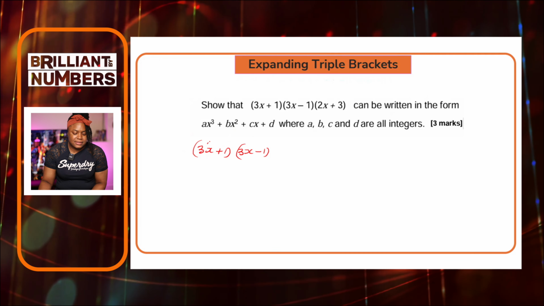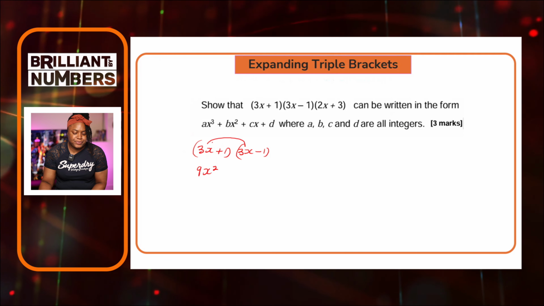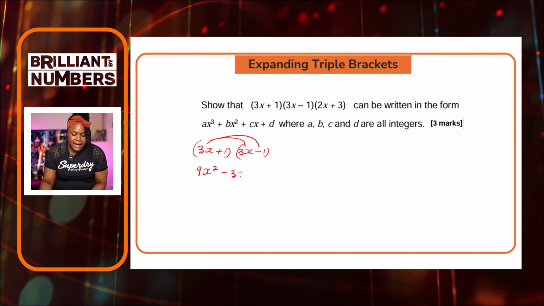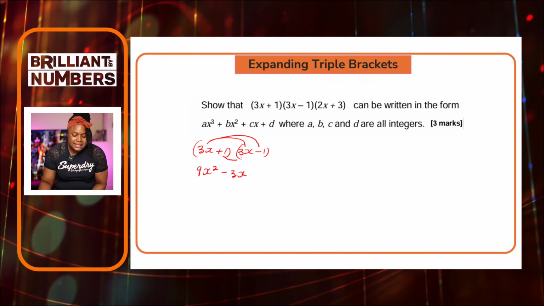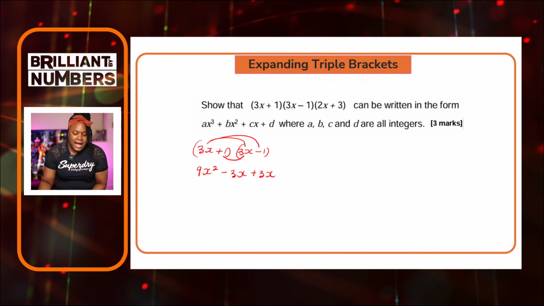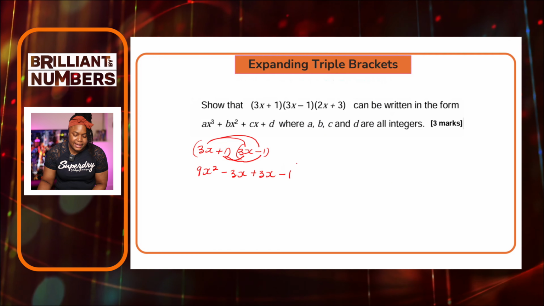So 3x times by 3x is 9x squared. 3x times minus 1 is minus 3x. Positive 1 times 3x is 3x, positive 3x. And a negative 1 times a positive 1, still a negative 1.